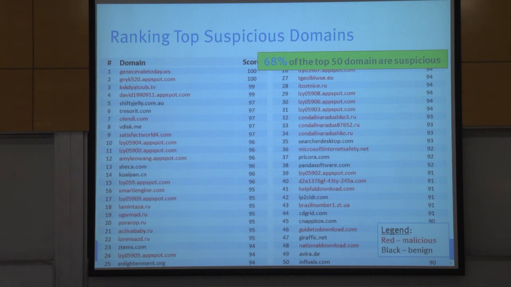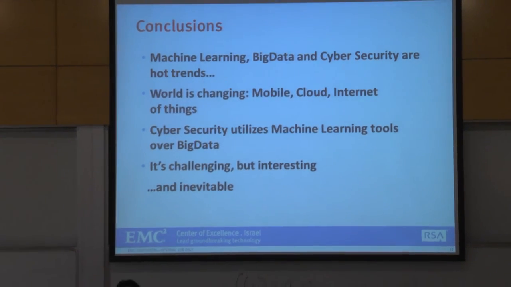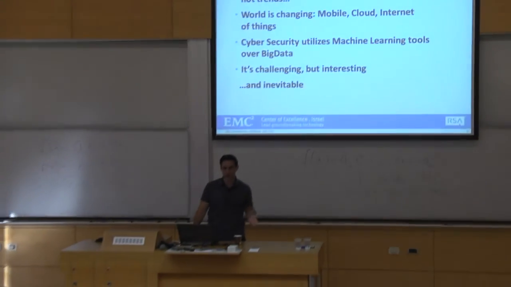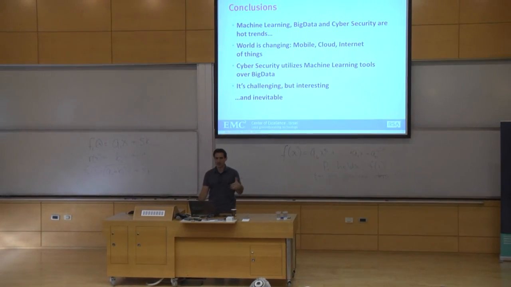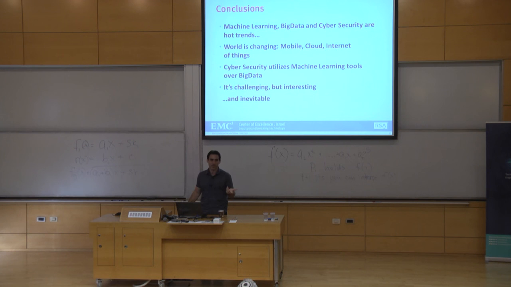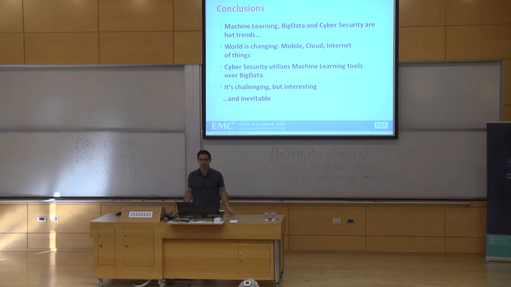It's very difficult to apply it to real data, but it's possible, and as I said at the beginning, it's inevitable. I'm not going to go over all these bullets again, but there is a lot of big data out there, and it's changing, and there's a lot of willingness to use machine learning for cybersecurity over big data. It's not out there yet, but it's going to be. Although it's very challenging, basically it's inevitable. It's the only way that we can actually access this data and use it to detect real sophisticated attacks.